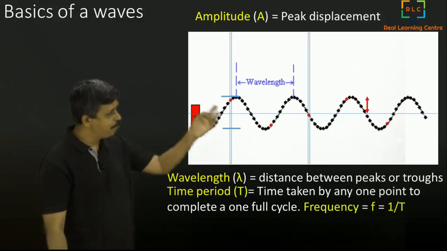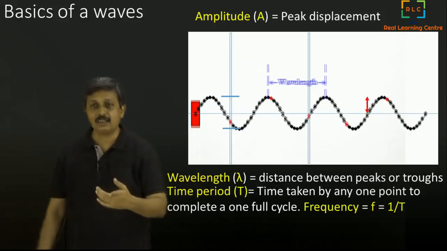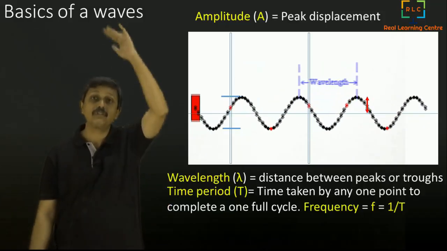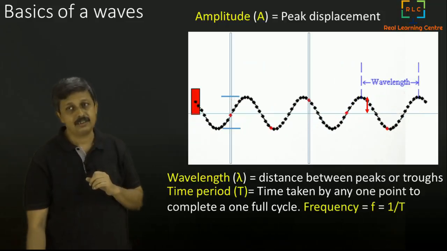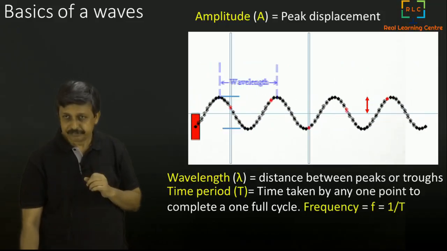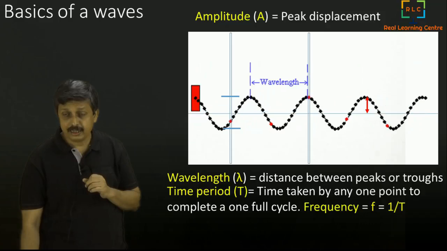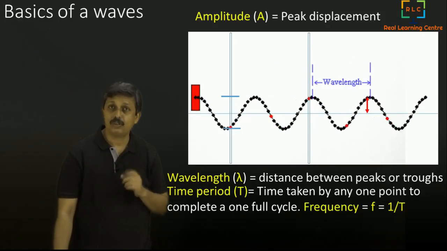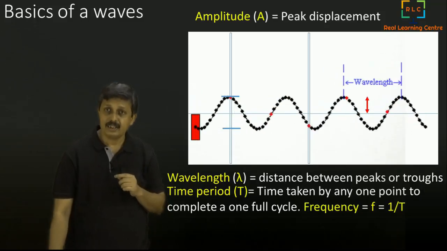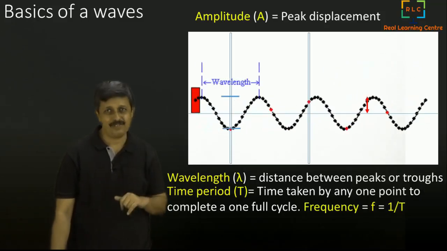The time period of every particle to complete one cycle, whether it takes the full space or not, is still the same. Now, that is basically the time period of one of the particles. And that, we call it the time period of the wave itself.